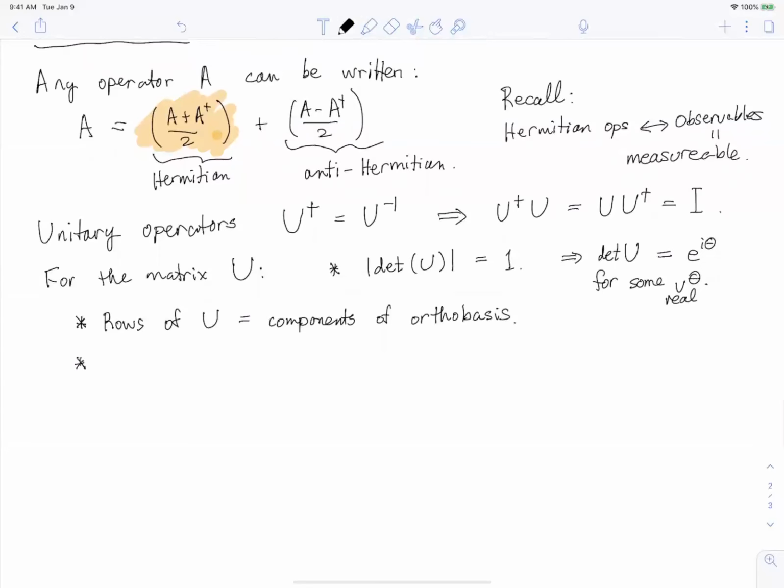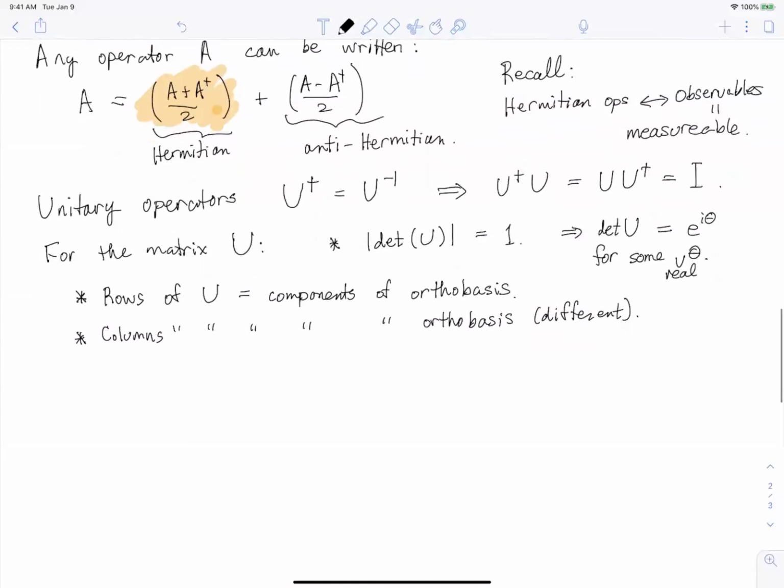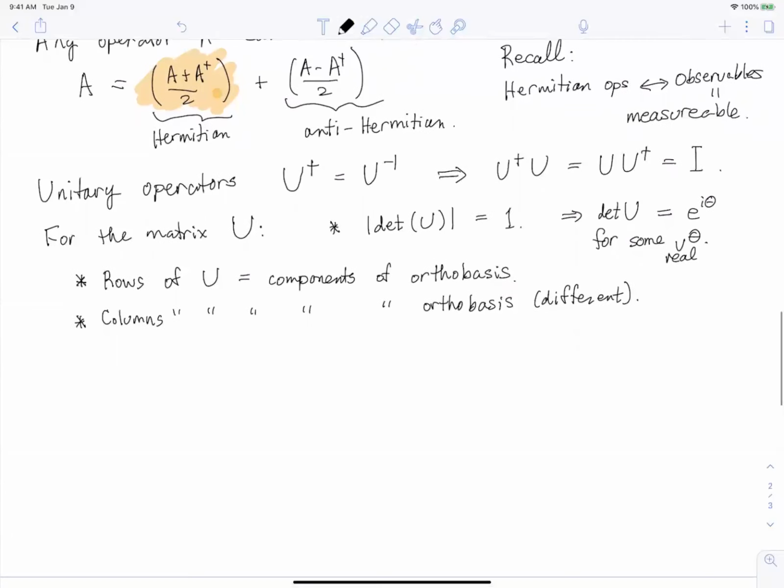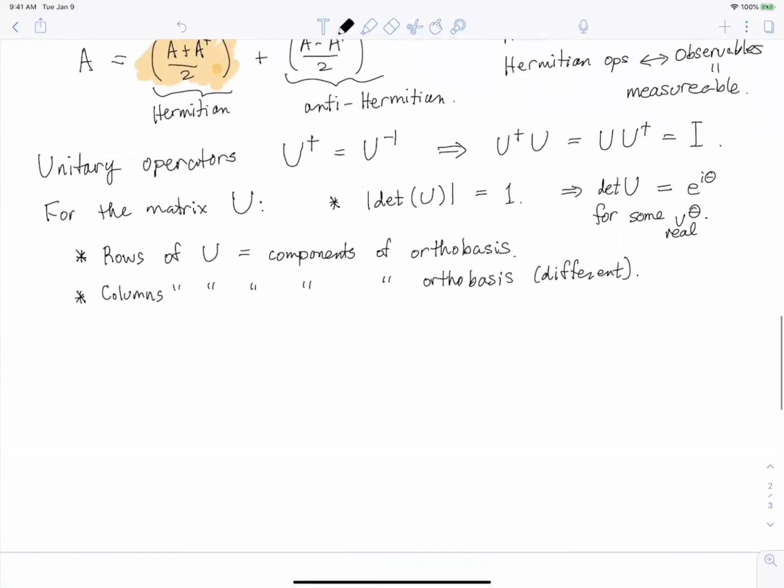It's also true of the columns as well. The columns of the matrix U are the components of a different orthobasis, or at least in general, they're different. They may or may not be different. So that's one way to construct an orthobasis: find a unitary operator and just look at its rows, and those will be the components, or look at its columns, either way. So that's unitary operators.